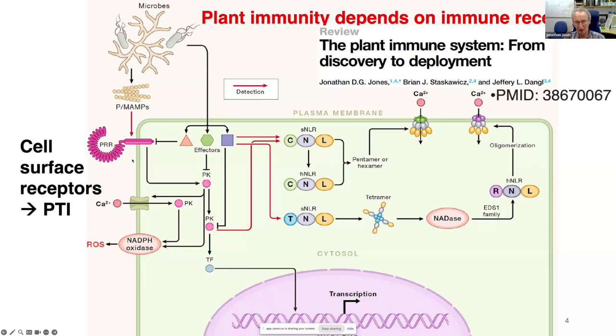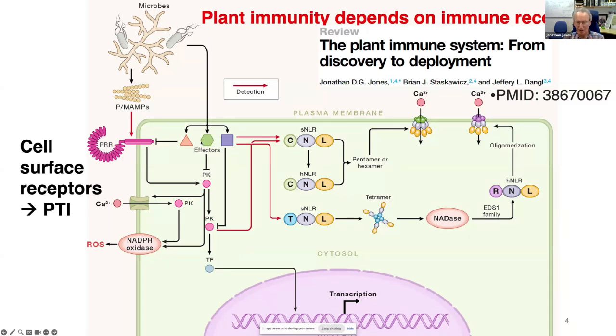The defenses activated by these pattern recognition receptors often involve protein kinases. That's the PK that you see in various places here, and sometimes they phosphorylate a transcription factor that affects transcription of defense-related genes. But these effectors interfere with host defense activation. Often they interfere with various components of various protein kinases that are involved in defense. These are protein kinases, for example, involved in activating a cell surface NADPH oxidase that makes reactive oxygen species. This is potentiated by calcium that activates calcium-dependent protein kinases.